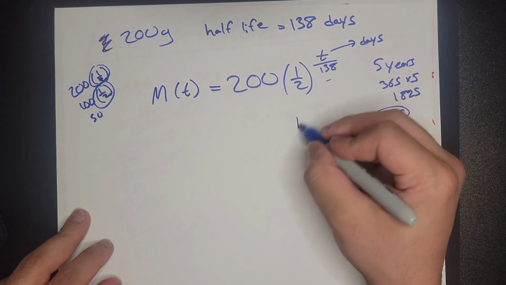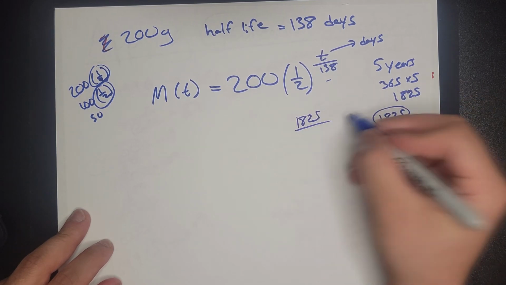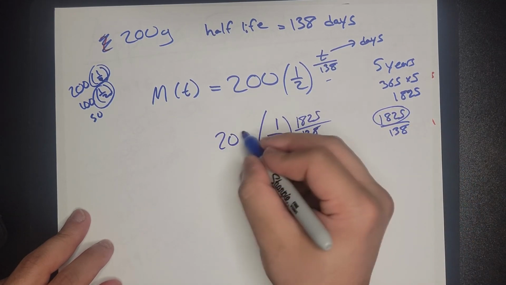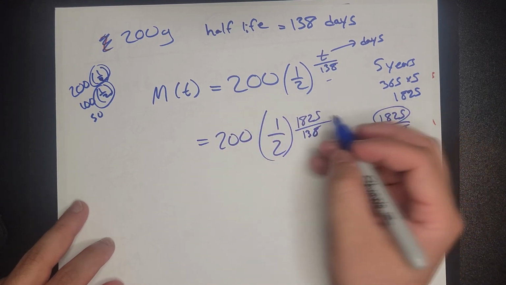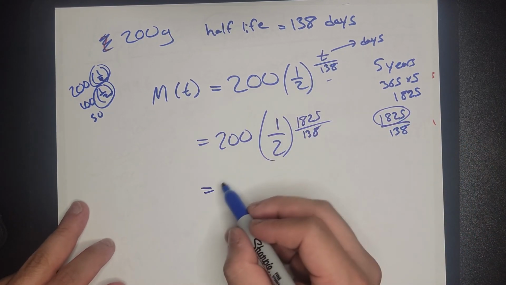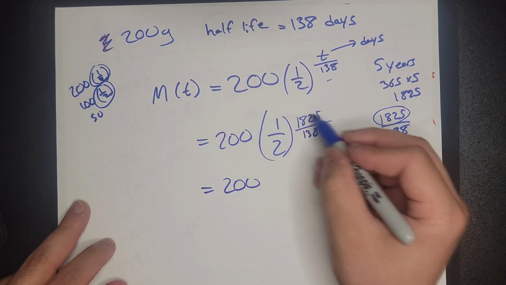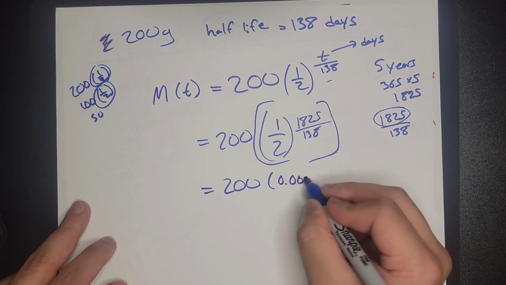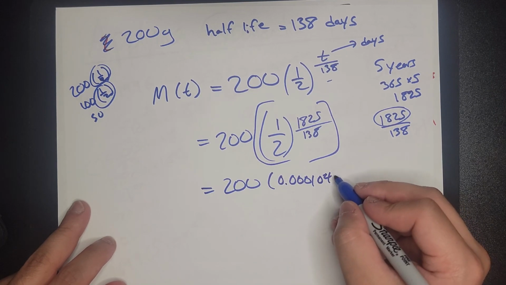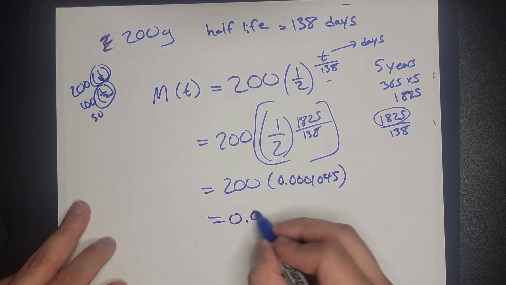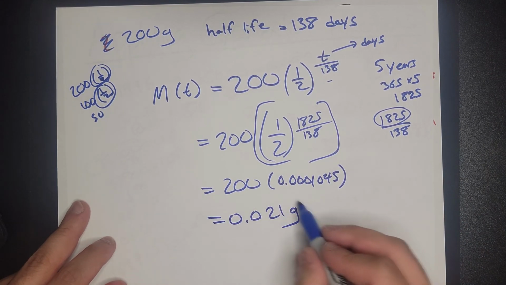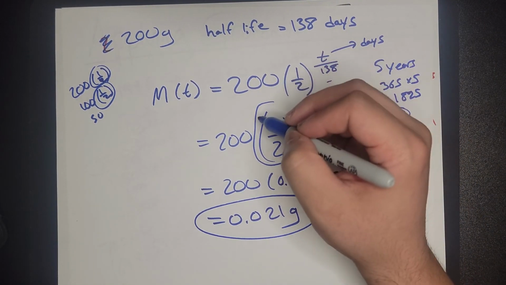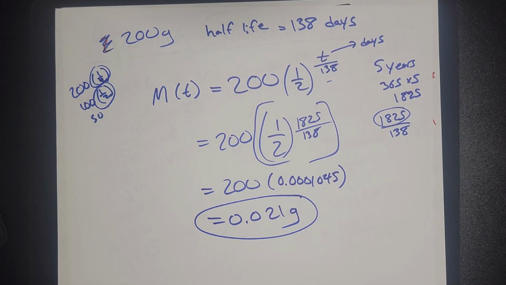So, when you plug that in, 1825 over 138, then you're left with, if you punch this part into a calculator, you actually get like 0.000104, which means you're only left with 0.021 grams left after 5 years. You started off with 200 grams, and now you're only left with 0.021.